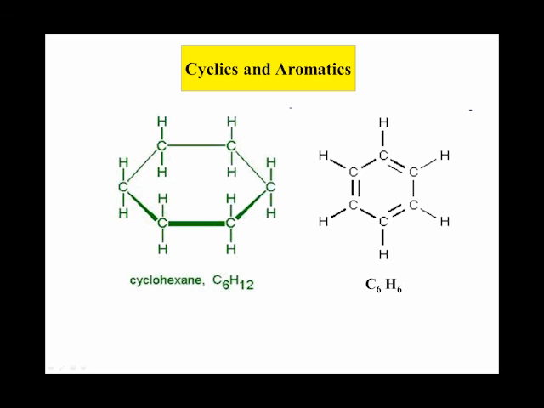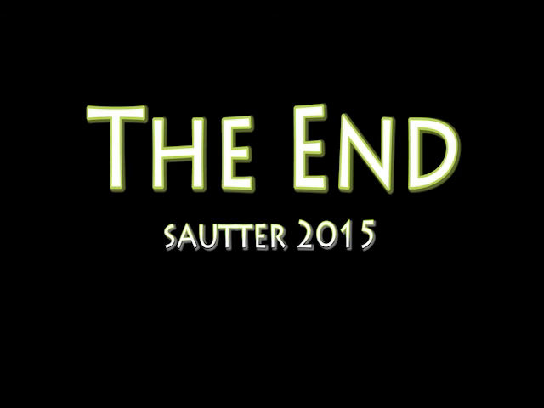Cyclohexane contains no double bonds, but it does contain 12 hydrogens. On the right we see benzene, which is also a ring structure, but contains the double bonds that we just spoke about, and only 6 hydrogens. So cyclics and aromatics at first glance appear to be the same, but of course are different.